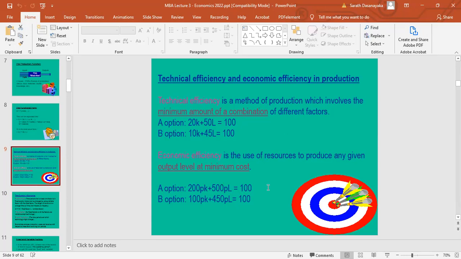Economic efficiency is the thing economists are really interested in. Economic efficiency is the use of resources to produce any given output level at a minimum cost. If you want to produce 100 units, with option A, option B, option C, D, then you can see the second one should be less costly compared with the first one. Then we can say it is economically efficient. And this is further explained in the extra readings, the ones I gave to you.